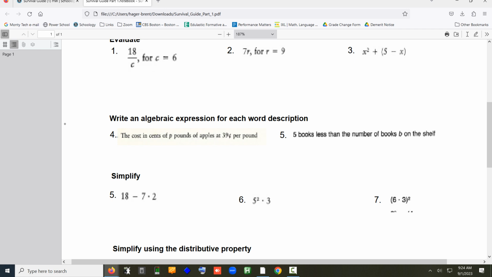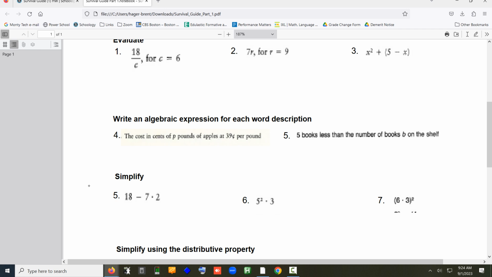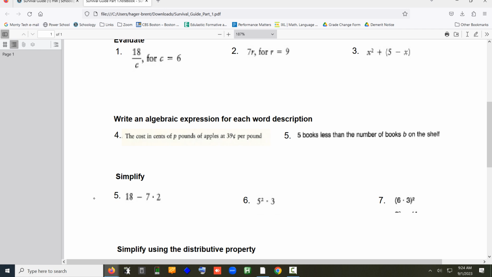Number 4. It says the cost in cents of P pounds of apples. How would you write an expression for that? I think we did one yesterday, maybe with tomatoes. It's very similar. Is it P equals 39? No, not equals. P times 39. Exactly. It's P times 39. If you did 39 times P, that's the same thing. But yep, you did have to use multiplication. I did X equals 39 here. Yeah, that's fine. 39p is what they were looking for.